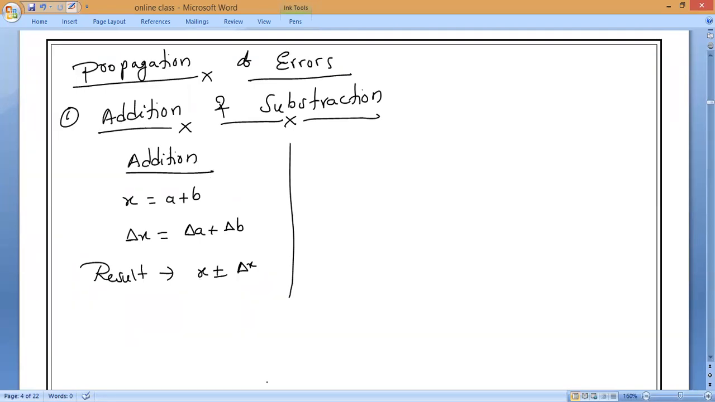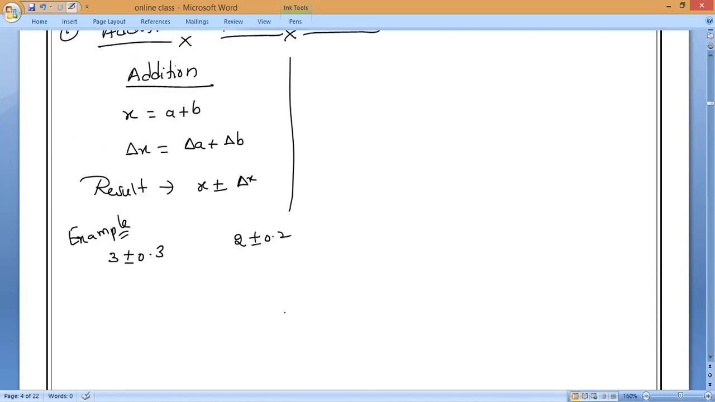Now, let us take an example: 3 plus or minus 0.3 and 2 plus or minus 0.2. Tell me the rounding off and the errors. If we do addition alone, how much will it come? 3 plus 0.3 is 3.3. And 2 plus 0.2 is 2.2. Now add both: 3.3 plus 2.2 is 5.5. That is the maximum.